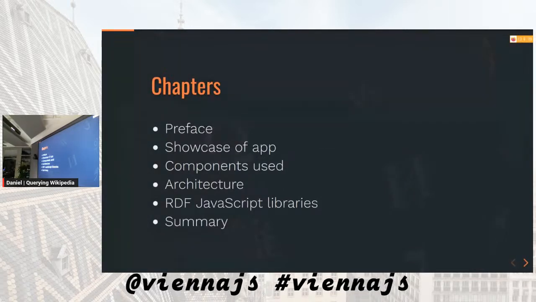So these are the chapters we'll go through. I'll first give a bit of an introduction. I'll demonstrate the app. We'll talk through what things are used in the application. I'll discuss a little bit of the architecture. It's not much. It's a very small app. And then I'll give a brief introduction to the RDF JavaScript ecosystem. So there's much more than what this simple app has. And I'll give a brief summary.